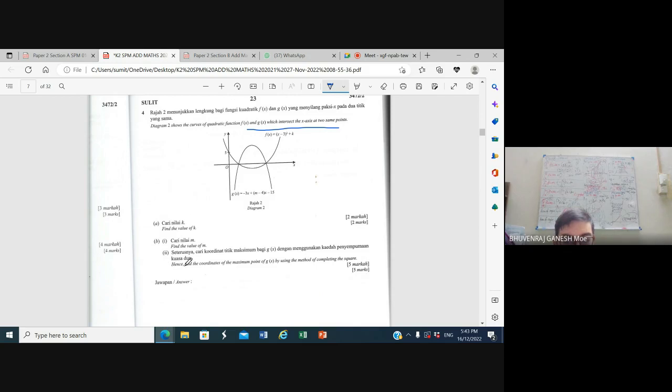So they asked to find the maximum point. You must remember, use the completing the square method. If you don't use this method, then you won't get marked. So how do you think this question is, okay?